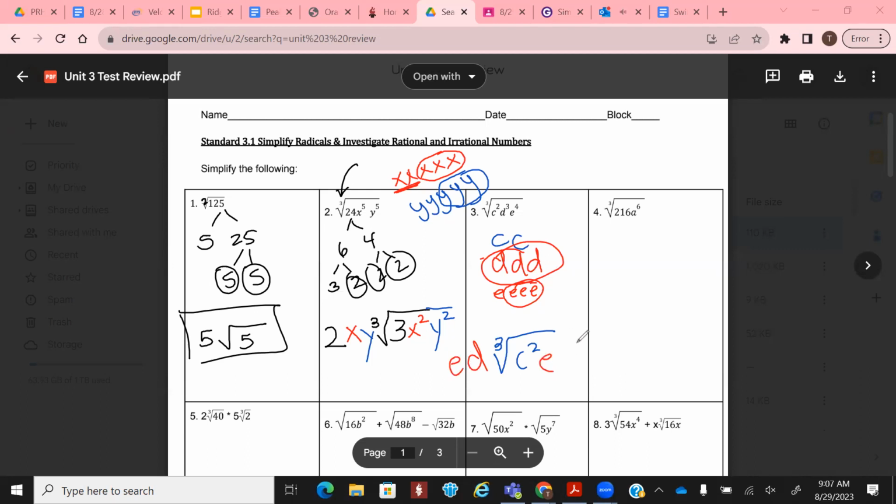Somebody in my last class asked me if they could write this as DE. Normally what they're going to want you to write it out as is in alphabetical order. So DE, cubic root of C squared E. Okay, I would take both of these.